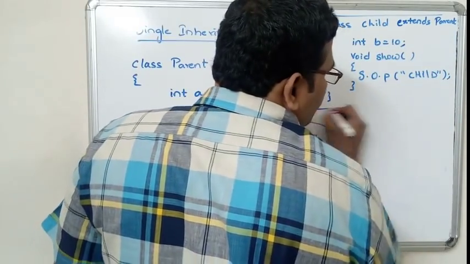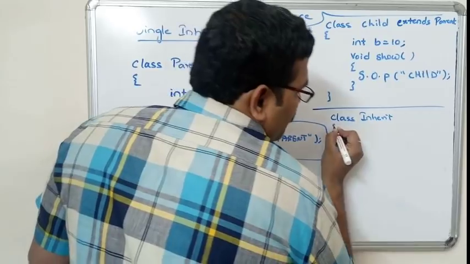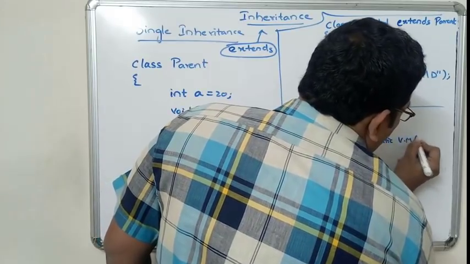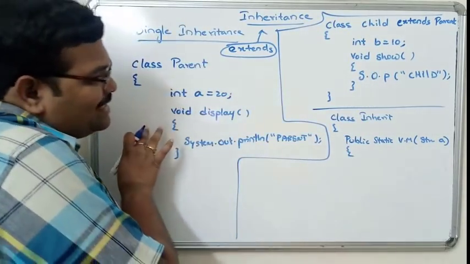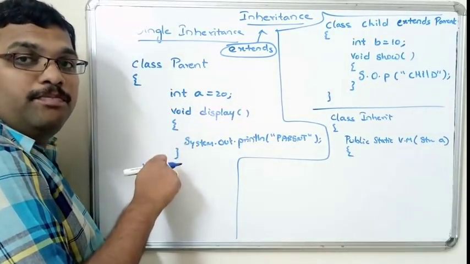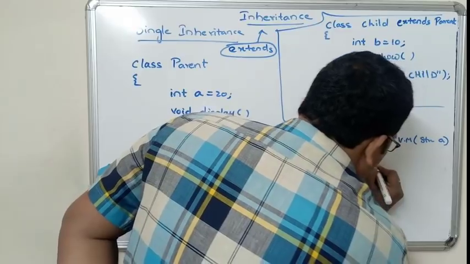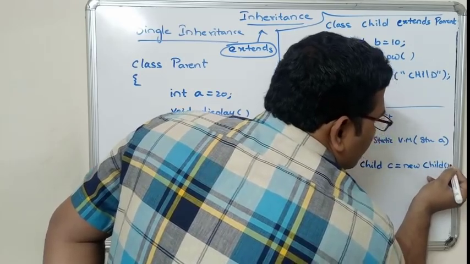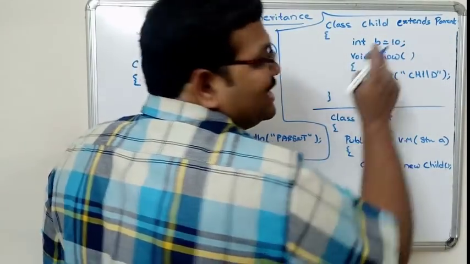Now write down the main function. So class Inherit, public static void main, String args. So for this class and this class, in order to access these things we have to create an object, and then through the object we have to access. So I will just create an object for this child. Child c is equal to new child. This is the syntax for creating an object we have seen. So now through this c we can access these things, right?